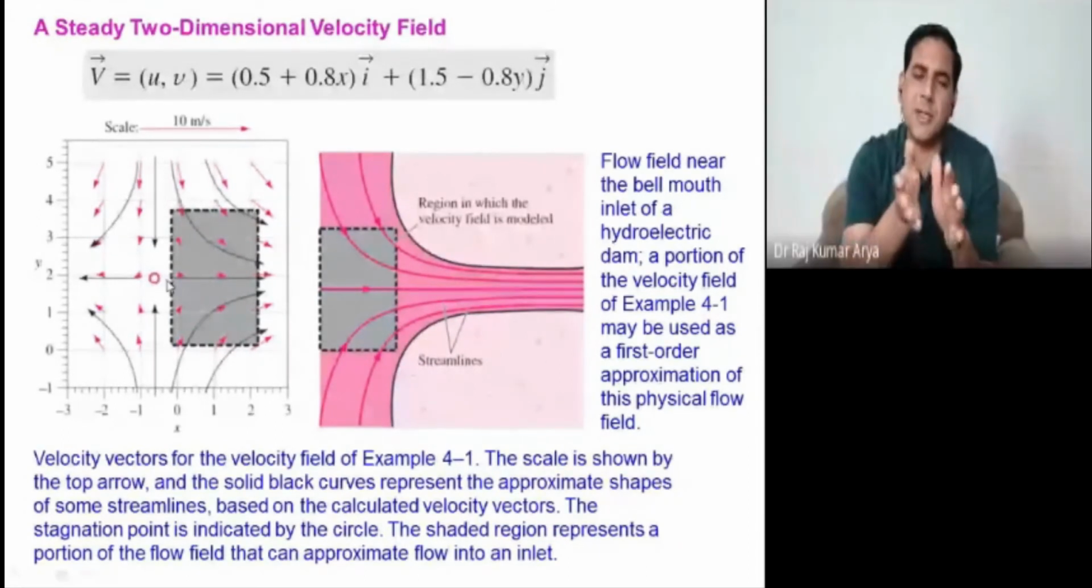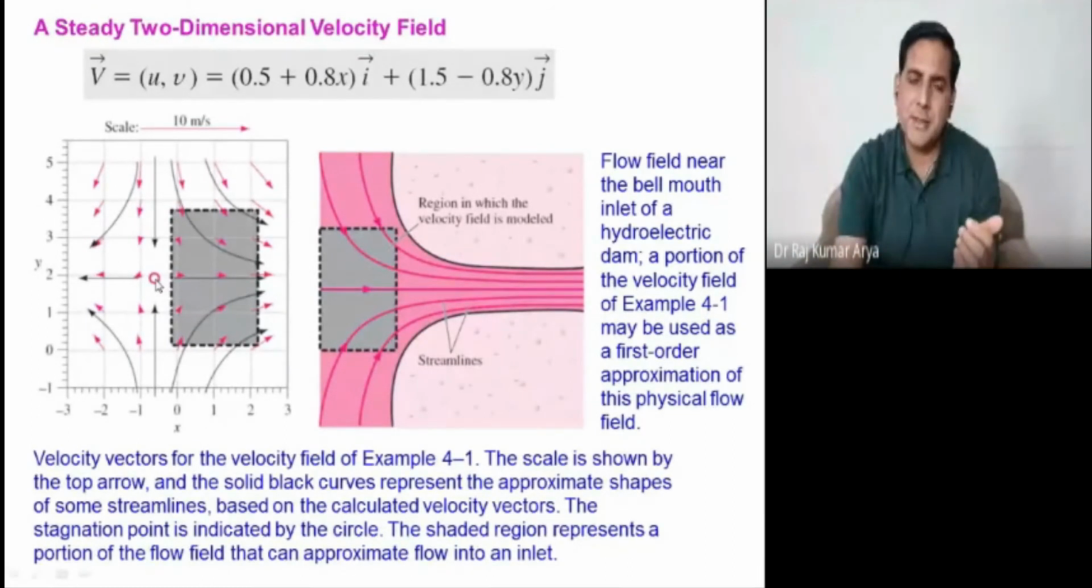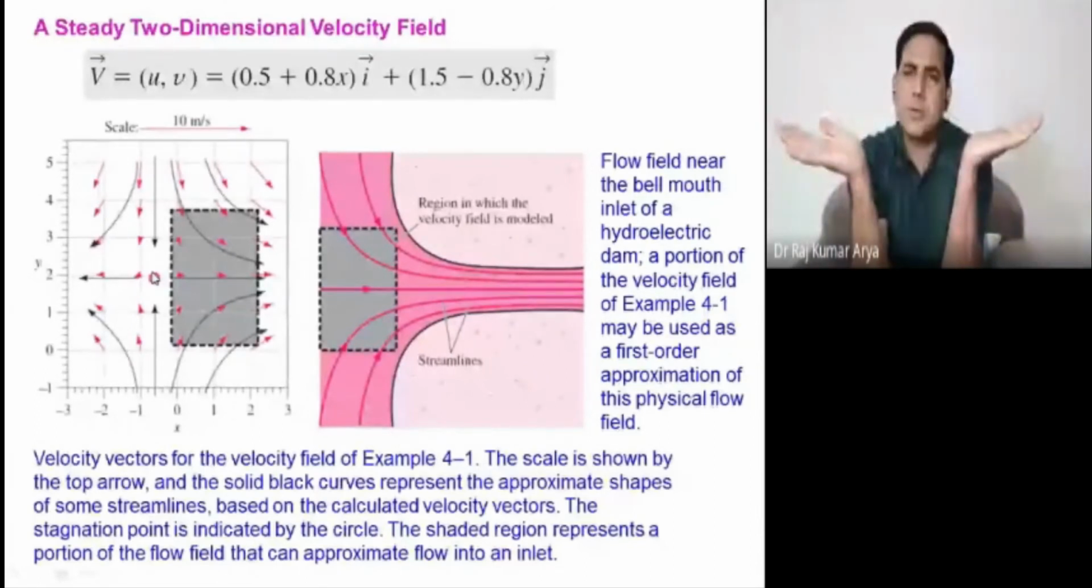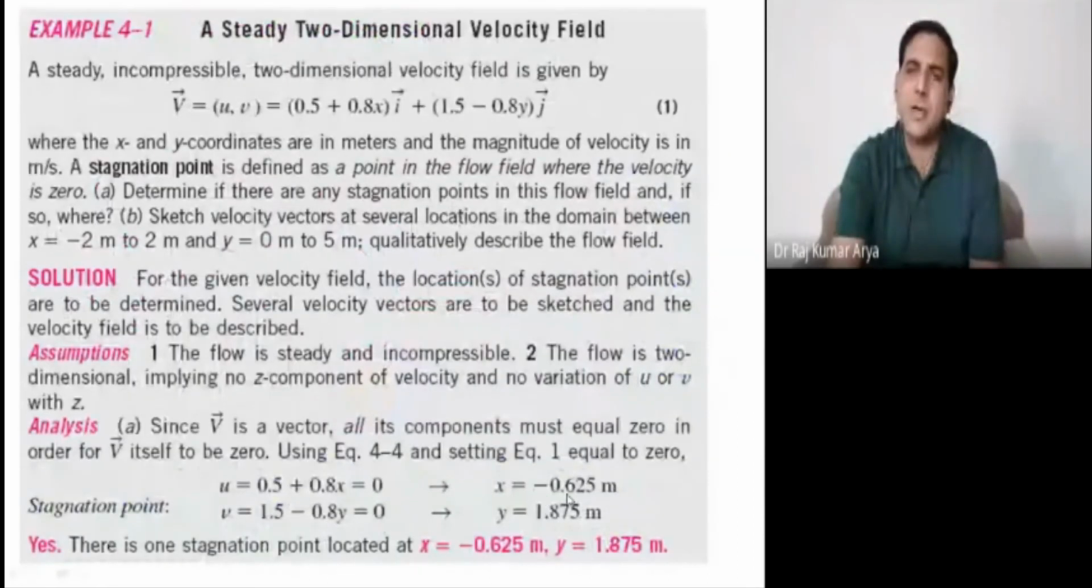Because fluid is moving this side, and fluid is also moving this side, at this particular point your velocity is coming equal to 0. So at this point, your velocity is 0. The coordinate is minus 0.625. This is the x coordinate where the velocity component u is 0, and this is your y coordinate, corresponding 1.875.